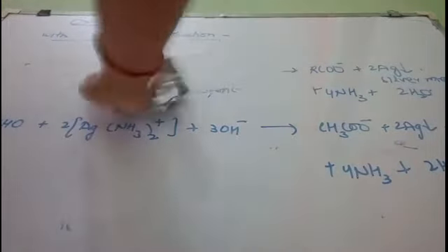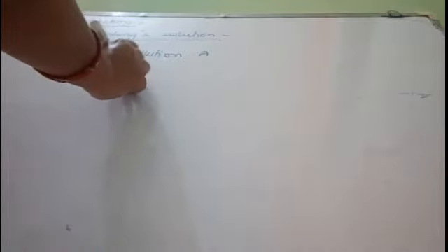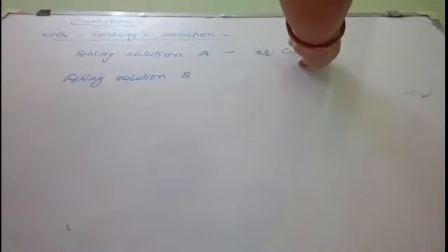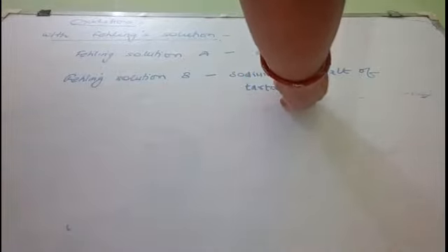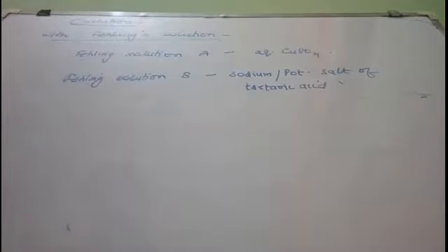Now what is Fehling solution? Fehling solution is a mixture of two solutions, Fehling solution A and Fehling solution B. Fehling solution A is aqueous copper sulfate, whereas Fehling solution B is sodium potassium salt of tartaric acid.